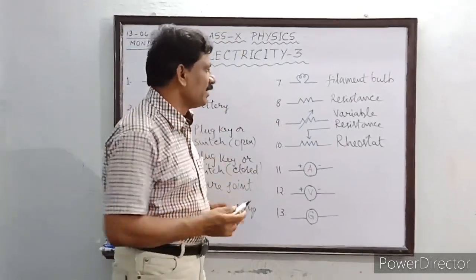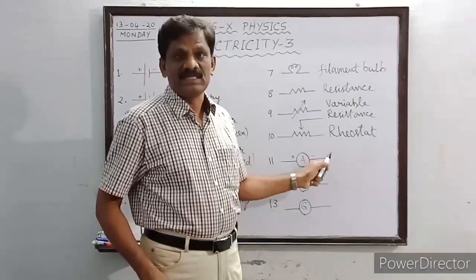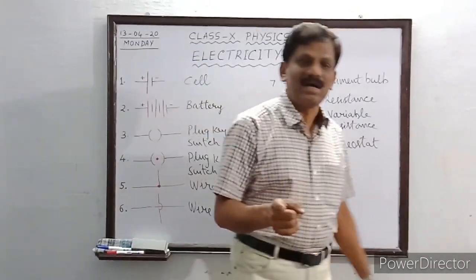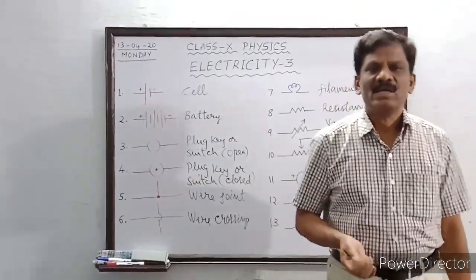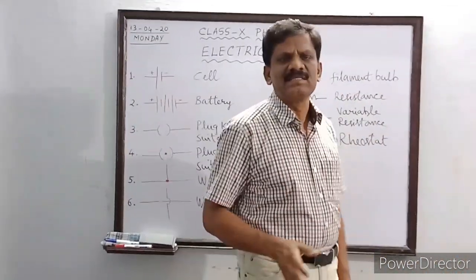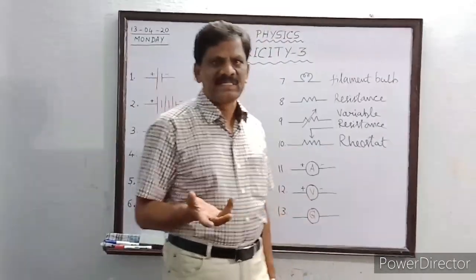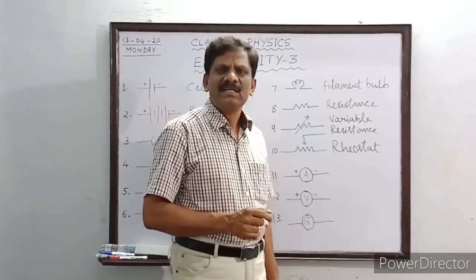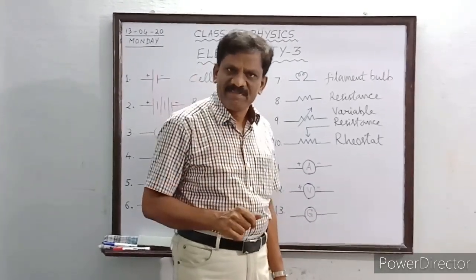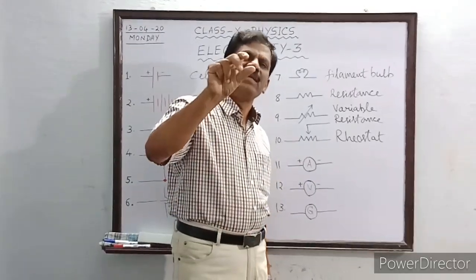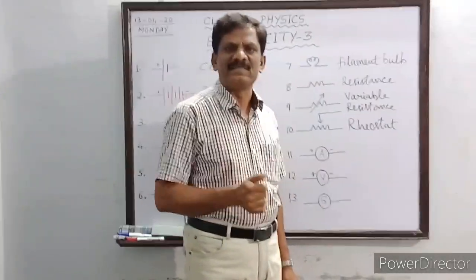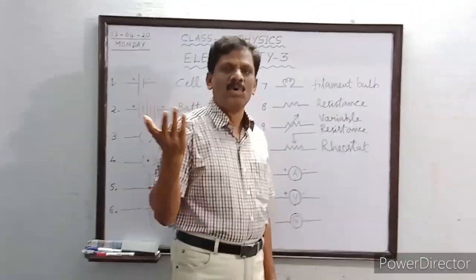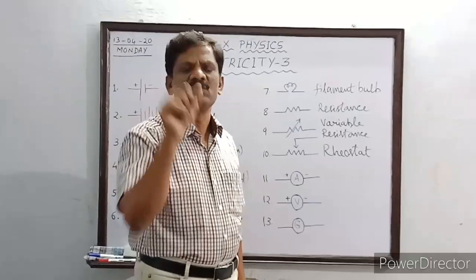But one difference is there between the variable resistance and the rheostat. See, all rheostats are called variable resistances, whereas all variable resistances cannot be called rheostats. Can I give one simple example? Have you ever seen the fan regulator? Yes. Can you adjust the speed of the fan? You know that when the fan regulator is kept in number 1 the speed is less, and when it is adjusted to position number 5 the speed is more.